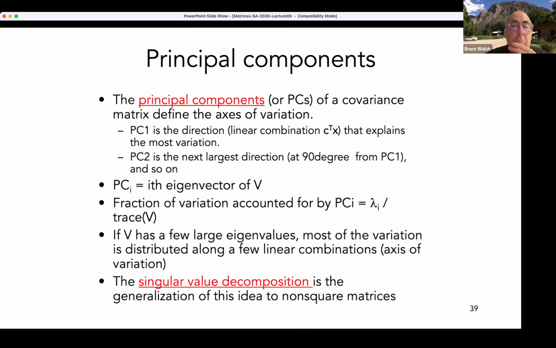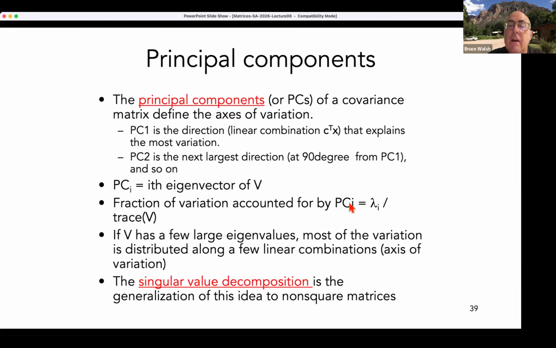So again, PCs, or principal components, are the same as eigenvectors. PC1 is the linear combination that accounts for the most variation. The weights there are simply the weights on the eigenvector corresponding to the largest eigenvalue. PC2 is the next direction at 90 degrees away from it. So PCi is the ith eigenvector. The weights, the direction for the ith PC, are given by the ith eigenvector.